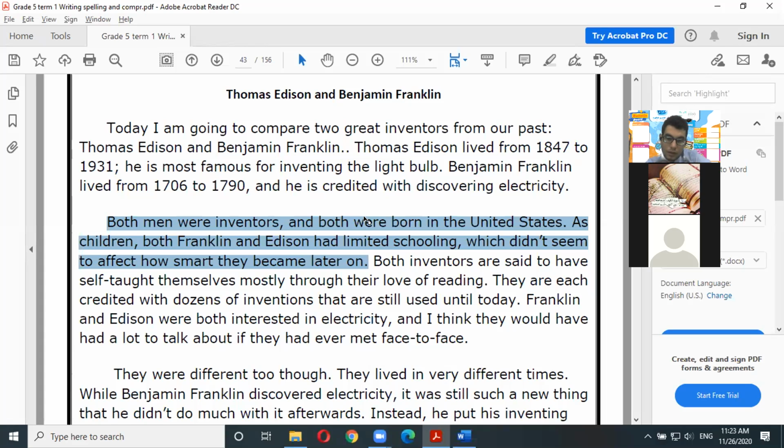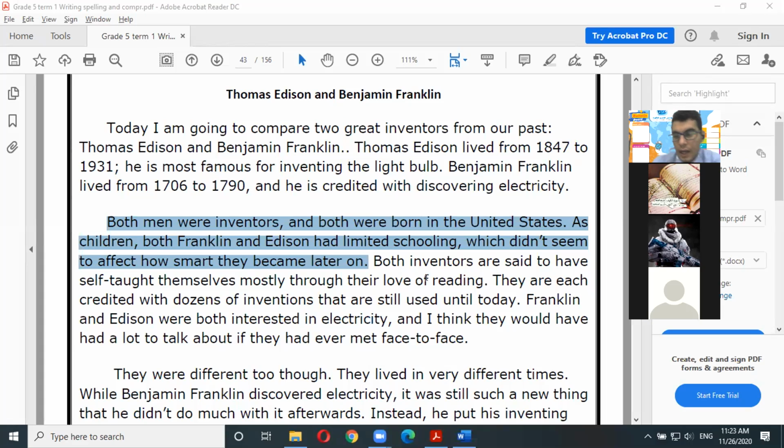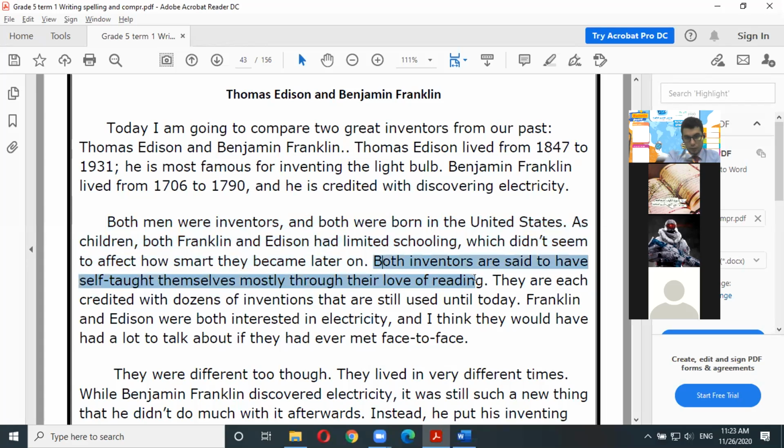They became smart. It didn't affect them, it didn't affect both. Amazing, Bilal. Very good. Thank you very much for that. Hello, Hassan, hello, Mister. Read from both until today.